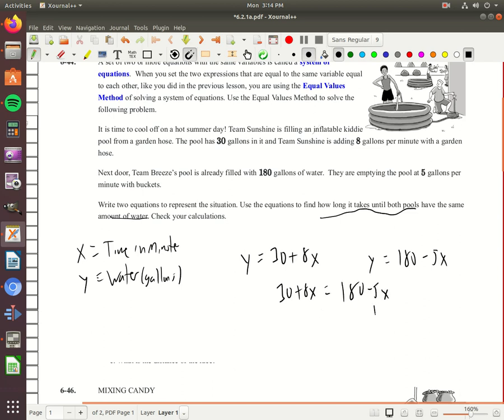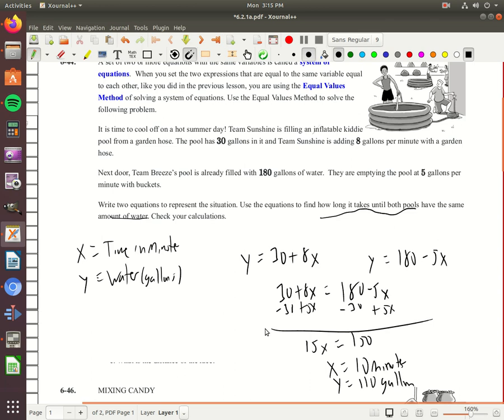We'll go ahead and solve this. I'll add 5x here, I'll add 5x here. I'll subtract 30 here, I'll subtract 30 here. I get 15x is equal to 150, so x equals 10 minutes. And now I'll plug them into the equation. If I plug 10 in, I get 80 plus 30 is 110 gallons, right? Because we said it's y.